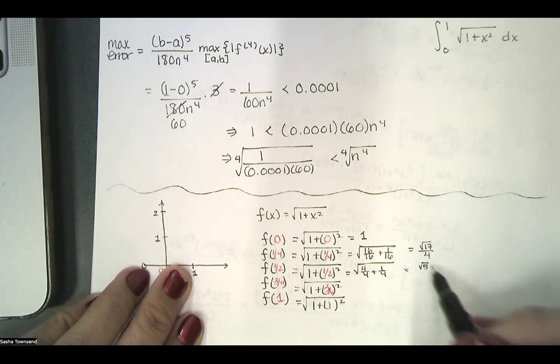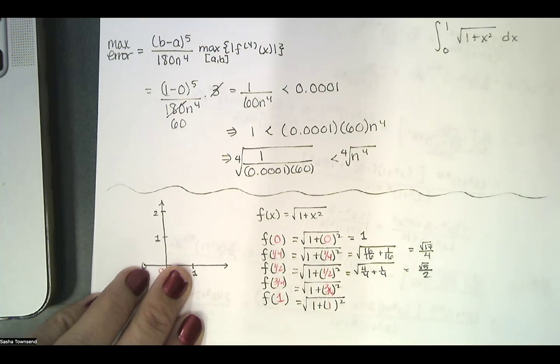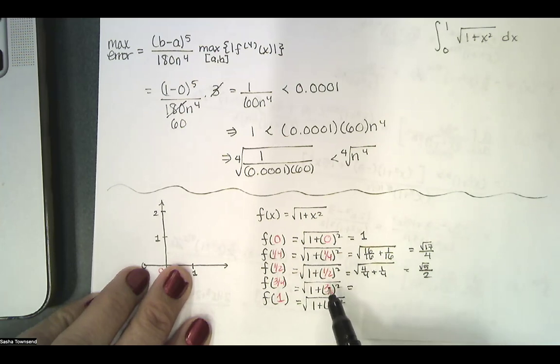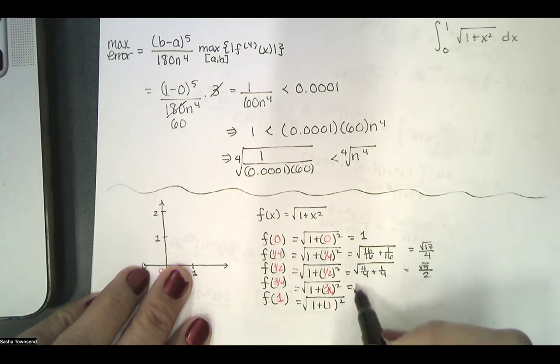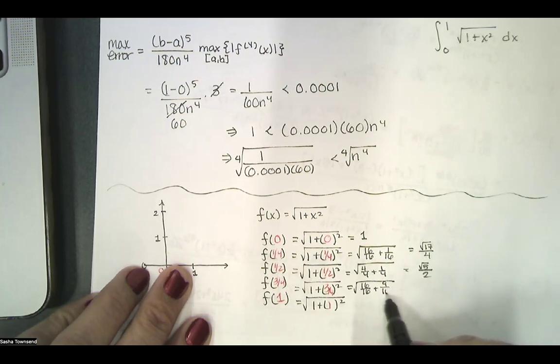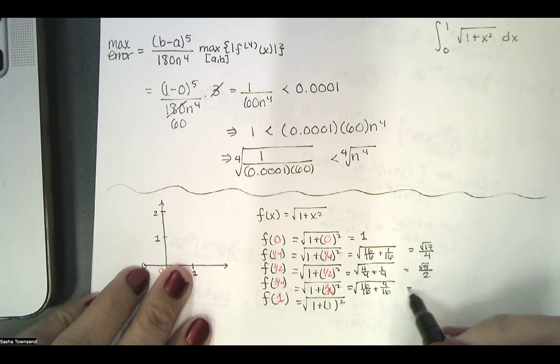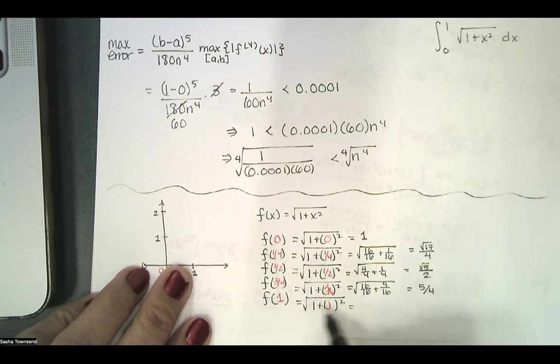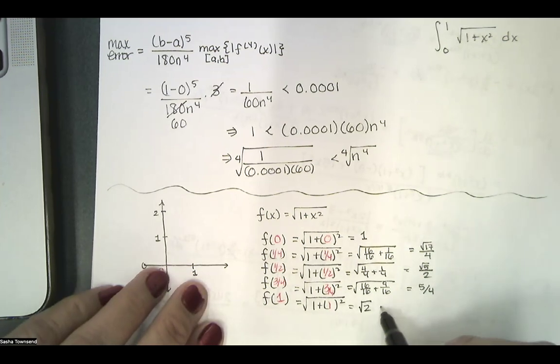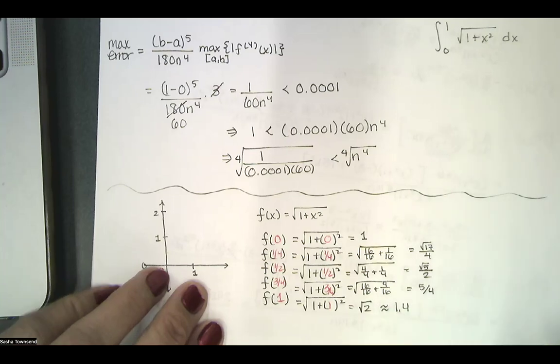So when we take the square root, we'll have the square root of 5 divided by the square root of 4, which is 2. Here, we'll square the numerator and the denominator, so we'll have 9/16 there. Then we'll have 16 divided by 16 plus 9 divided by 16 under the radical, just so that we can get that common denominator. And we'll have 25 divided by 16. Take the square root of the numerator and denominator, and you'll have 5/4. And 1 squared is 1, 1 plus 1 is 2, so this is the square root of 2. And I believe that's approximately 1.4-ish.